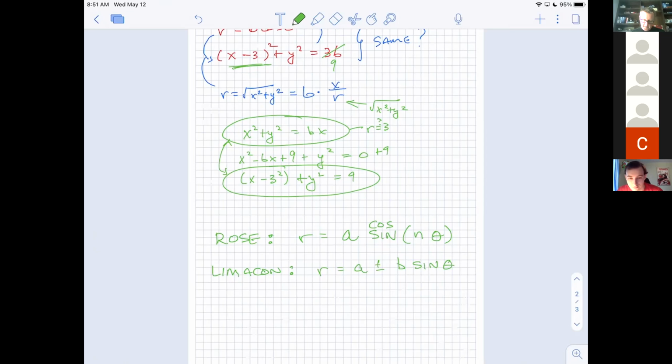And then lastly, the lemniscate, the one I just showed you, r squared equals a squared sine of 2 theta. Those are kind of the classic ones.